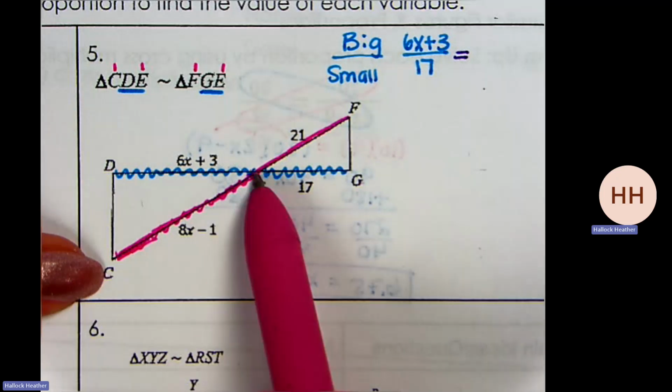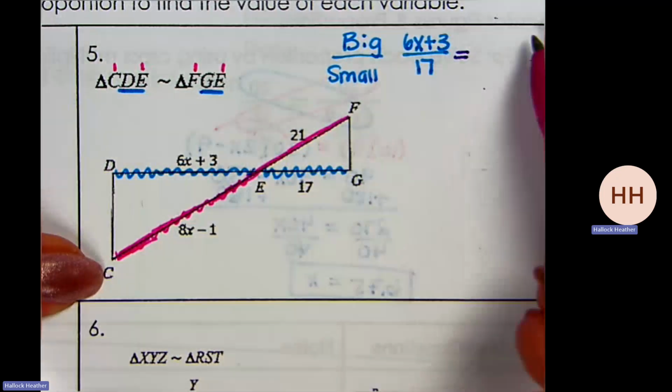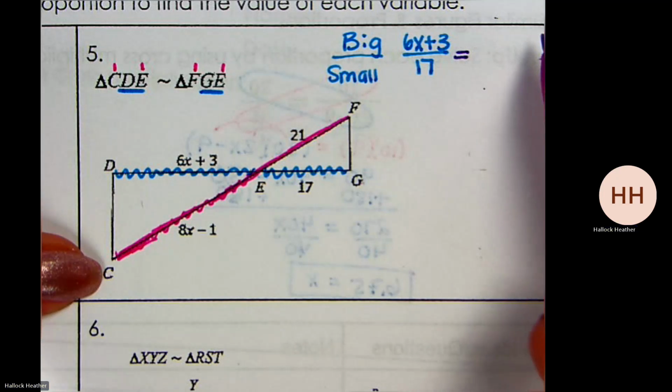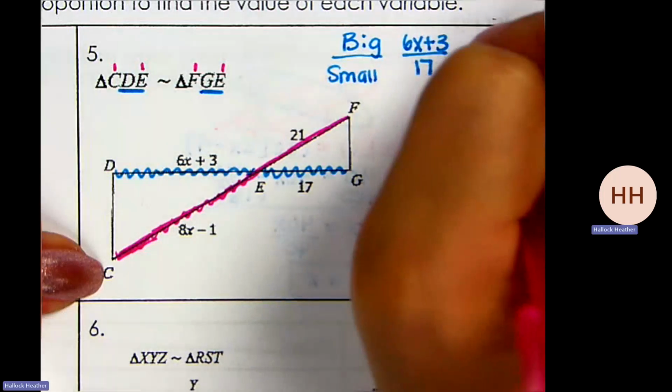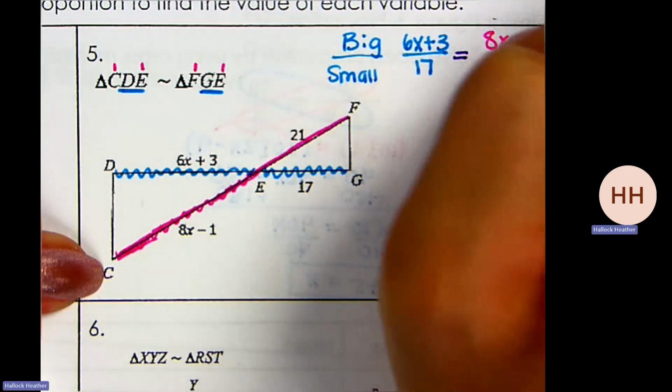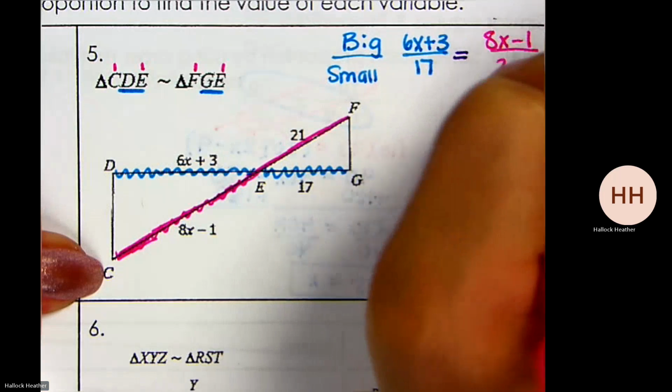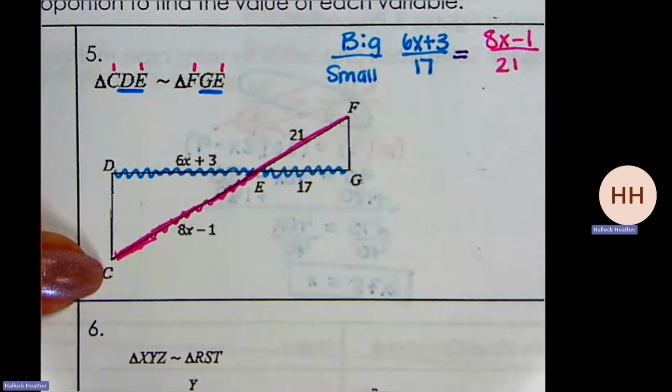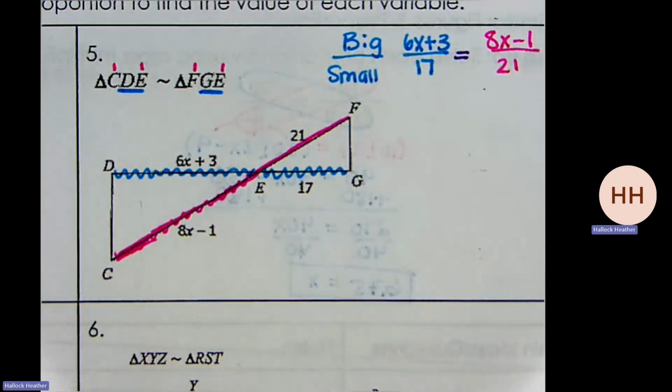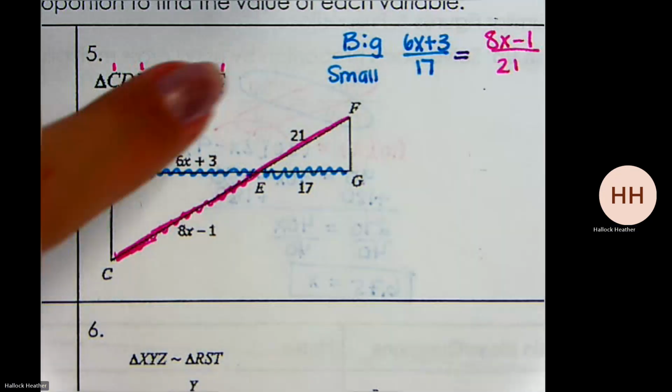And now I'm going to do big piece compared to small piece. So what is going to go on top? Is it going to be 21 or 8x minus 1? 8x minus 1 because the big triangle needs to be on top. And now I have a problem just like I had in the very beginning. I'm going to start by cross multiplying top to bottom and then putting an equal sign and then top to bottom.